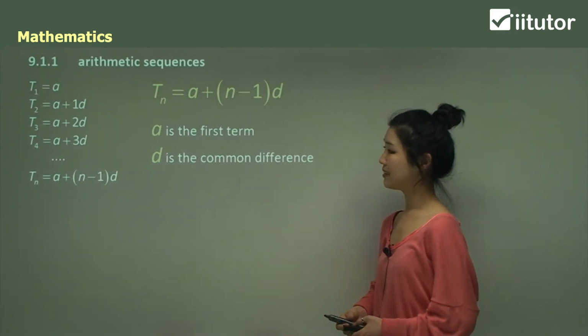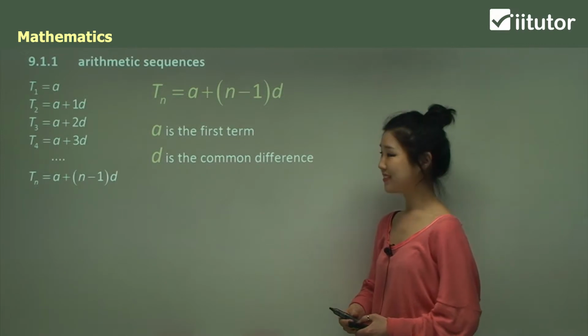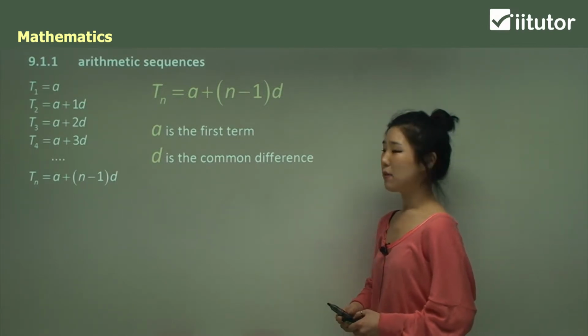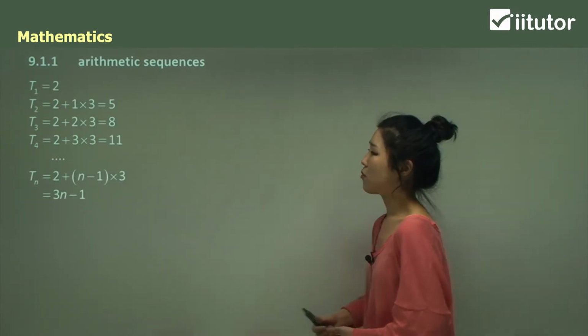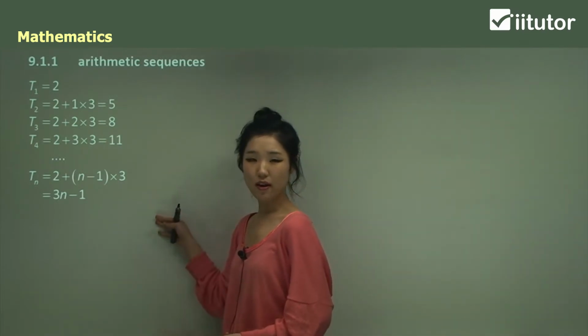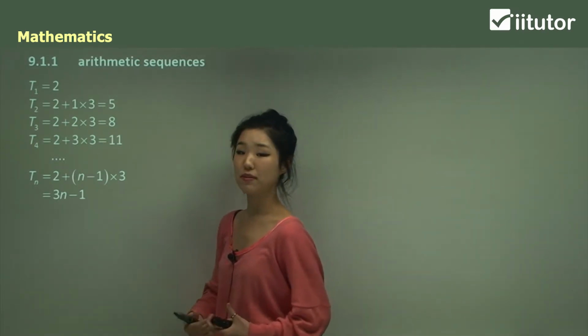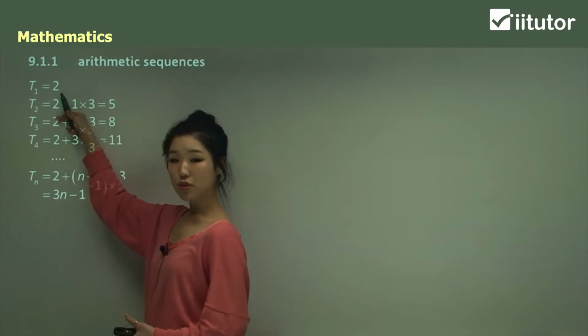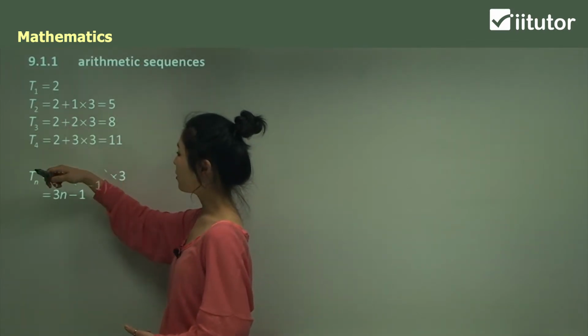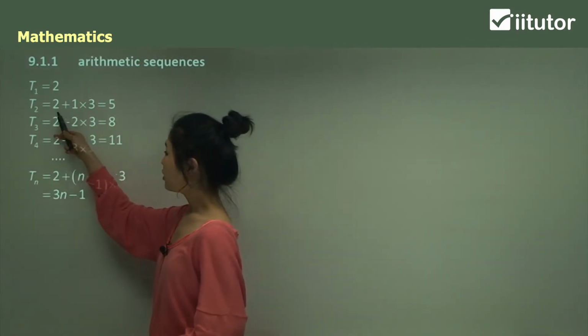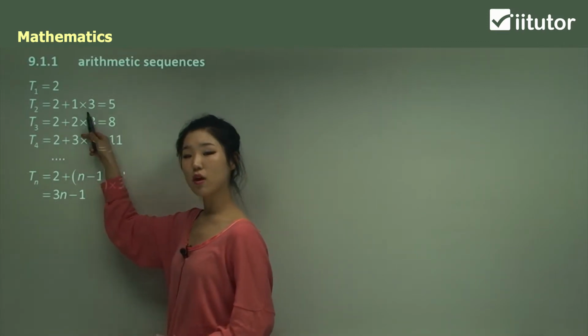Should we try some questions? Have a look at that. But before we go on, I'm just going to explain one more thing, something similar, but I want to explain this in real numbers. So if the first term is 2, the second term would be 2 plus 1 times the common difference.